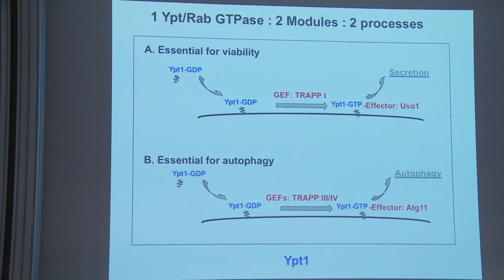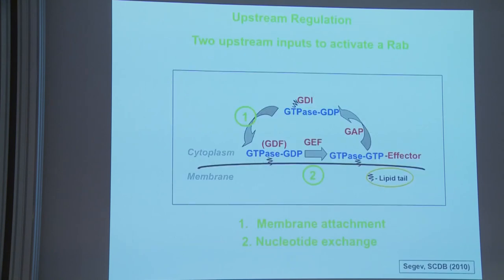And we have another module and another process where the same YPT, with a different GEF, with a different effector now, goes to a different process. So when we think about it, I told you in the beginning that there are two upstream inputs to activate a YPT. One is memory attachment, the other one is exchange, the activation by GEF.